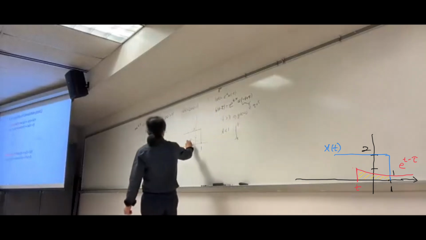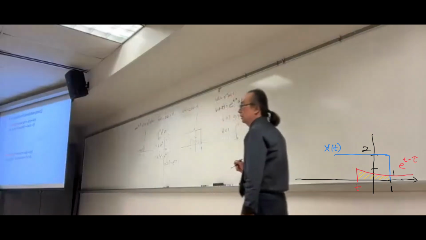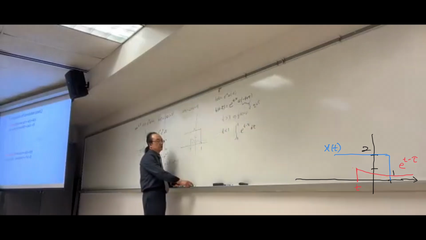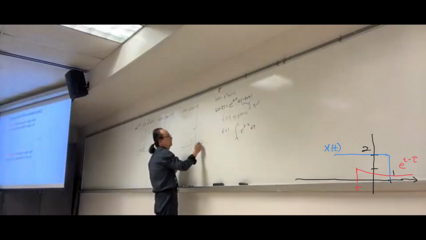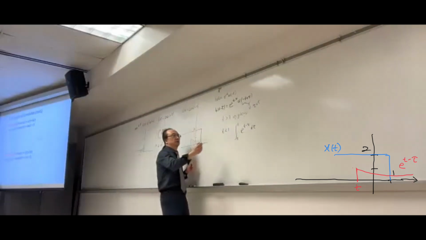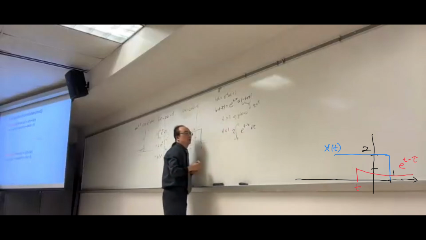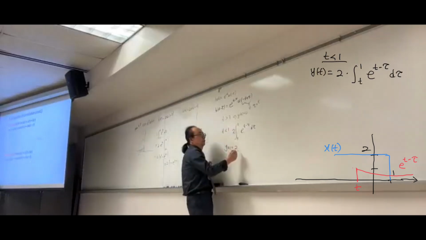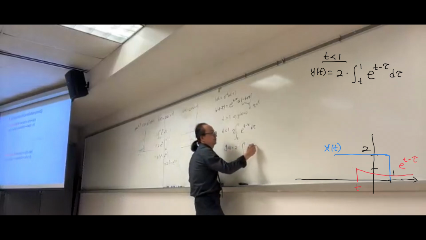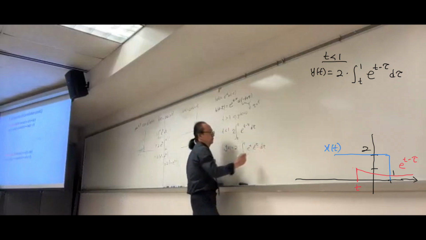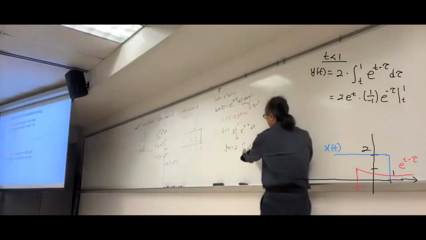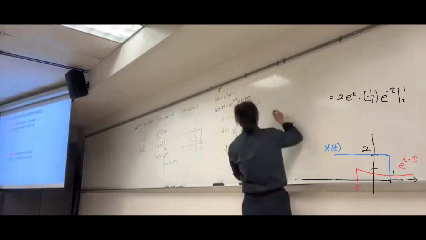And this is the portion that we need to find from e to the t minus tau d tau. This time we have x of t as blue, and the amplitude of x of t, we need to multiply by 2. That equals 2 times the integral from t to 1 of e to the t times e to the negative tau d tau. E to the t is in the t domain, but we need only tau, so we can treat this as a constant. Take it to the front.